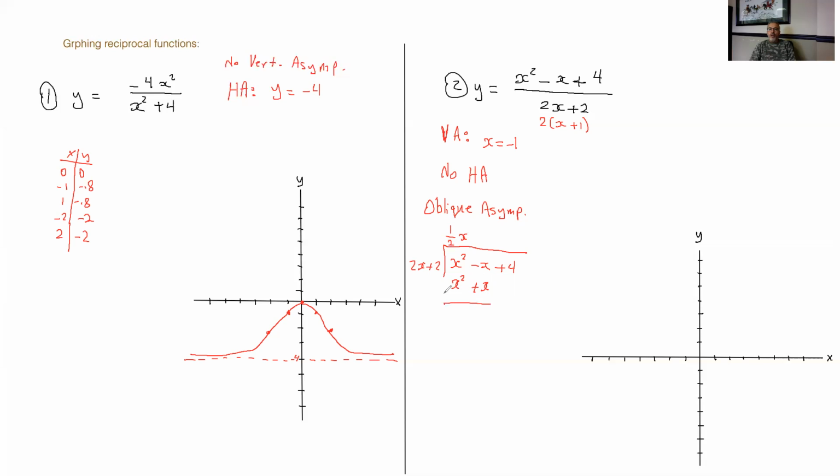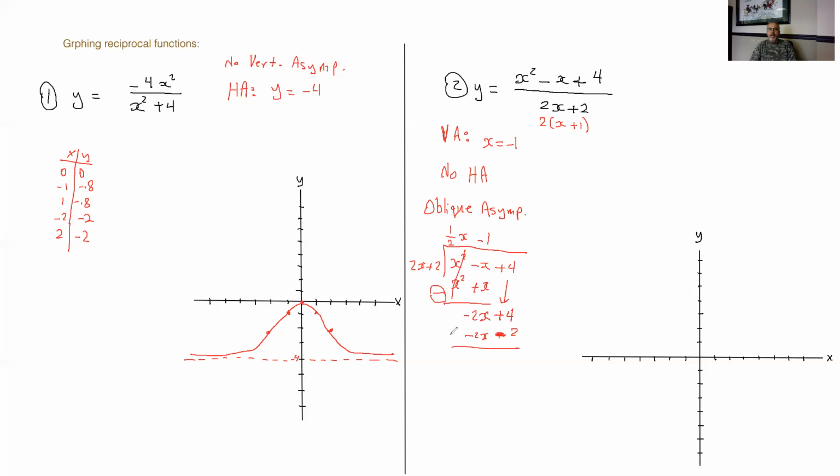Now I subtract. x squared minus x squared is gone. Negative x minus positive x will give me negative 2x. Now I'm going to bring the 4 down, and I'm going to get plus 4. So therefore, I do the same thing again, divide the first thing from here by the first thing from the divisor, and I will get negative 1. And therefore, now I put negative 1 through here and put it underneath. So negative 1 times 2x is negative 2x. Negative 1 times positive 2 gives me negative 2.